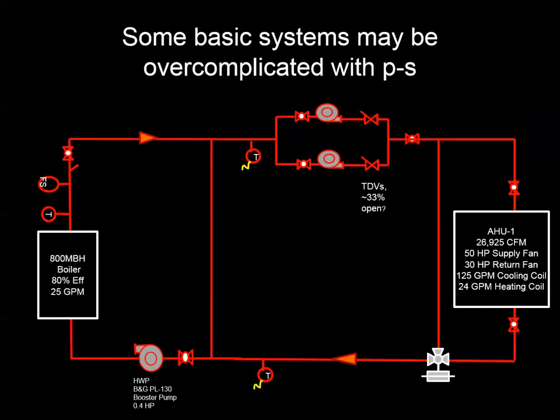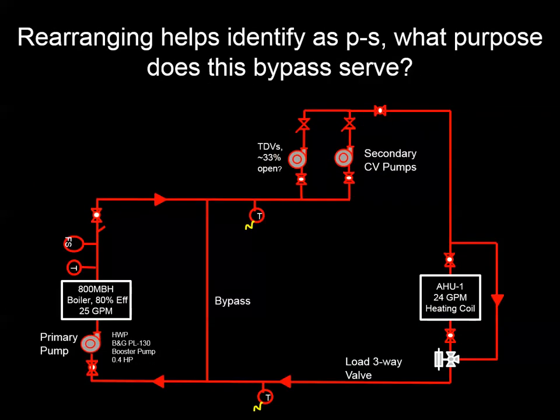And then you may have some basic systems out there that might be overcomplicated and might have a primary secondary system that's not working well or not a good fit for that application. So here's a drawing that we had from a pretty simple hot water system, and the flow diagram that was on the wall as part of the as-built indicated this type of configuration. Rearranging the diagram slightly, we're able to see this typical primary secondary system taking shape.